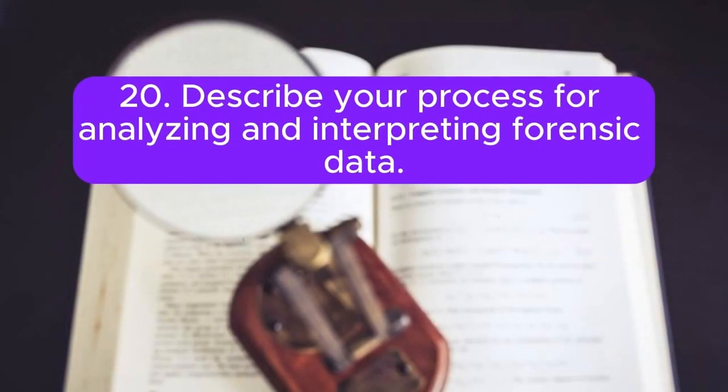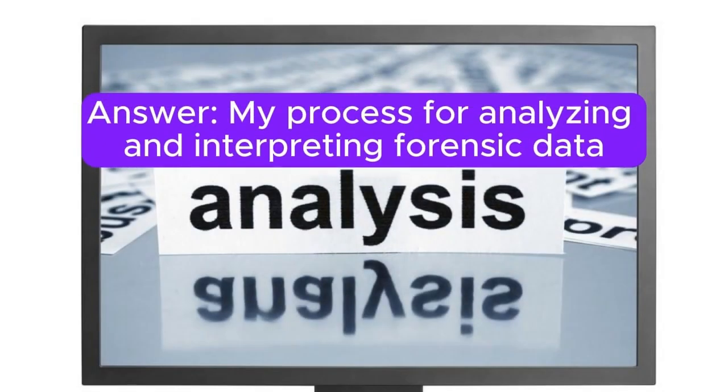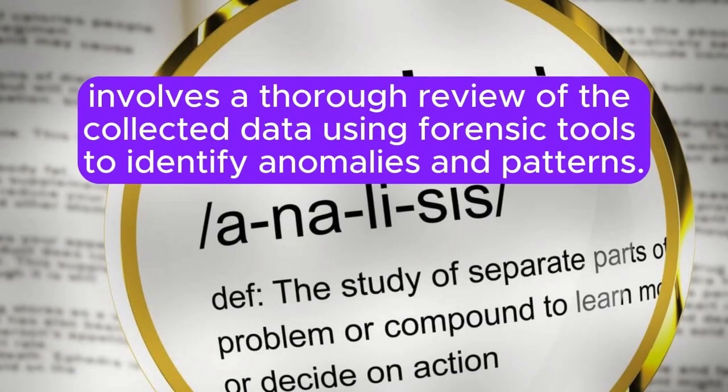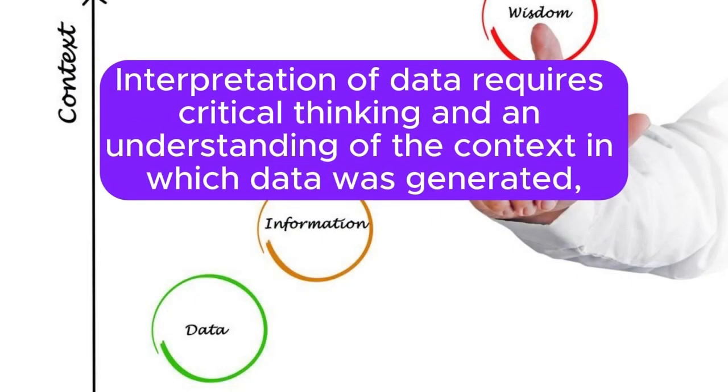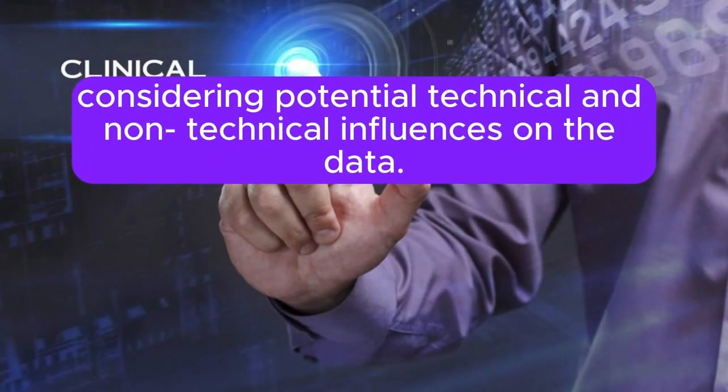20. Describe your process for analyzing and interpreting forensic data. Answer: My process for analyzing and interpreting forensic data involves a thorough review of the collected data using forensic tools to identify anomalies and patterns. I cross-reference findings with known databases and use timeline analysis to reconstruct events. Interpretation of data requires critical thinking and an understanding of the context in which data was generated, considering potential technical and non-technical influences on the data.